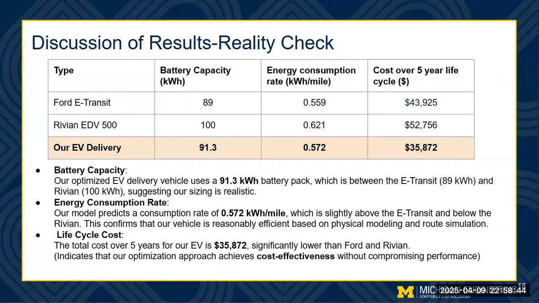So for simplicity, we assume that the daily range of all vehicle types is the same. And we can see that our battery capacity and energy consumption rate are pretty much comparable with Rivian and also Ford, with 91.3 kilowatt hours and 0.57 kilowatt hours per mile. And also the total cost over the 5 year life cycle is relatively low compared with the other two. Next.